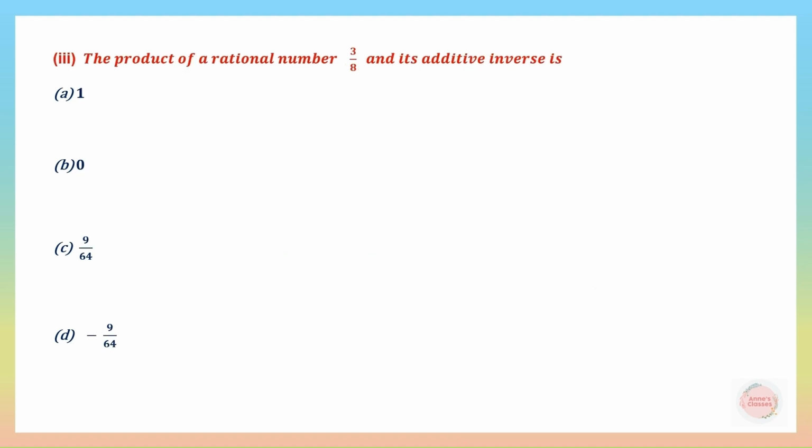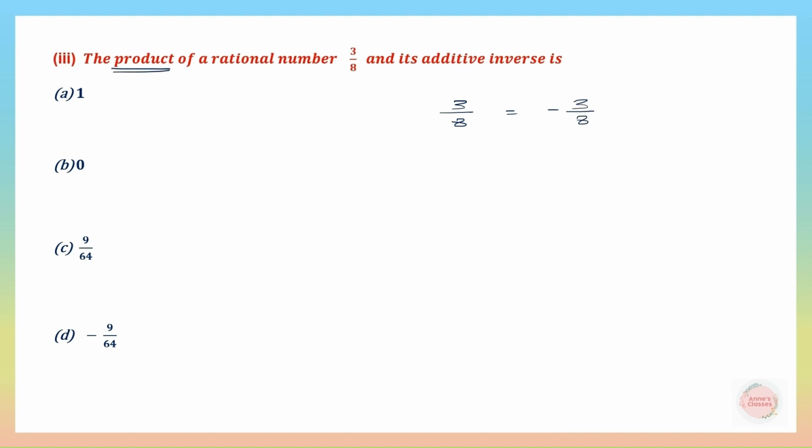Question 3. So what does this question mean? Here it says if we multiply a rational number 3/8 and the additive inverse of 3/8, which is our answer? So what is the additive inverse of any rational number? It's the same number with the opposite sign. Okay, so the additive inverse of 3/8 is minus 3/8. This is the additive inverse of 3/8.